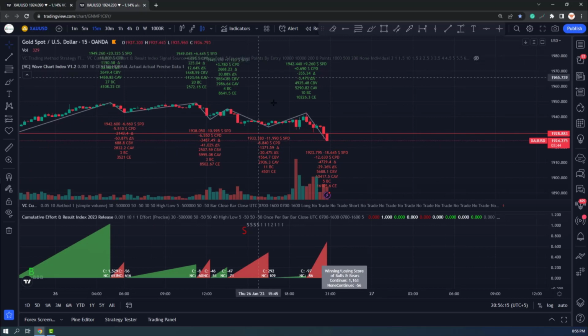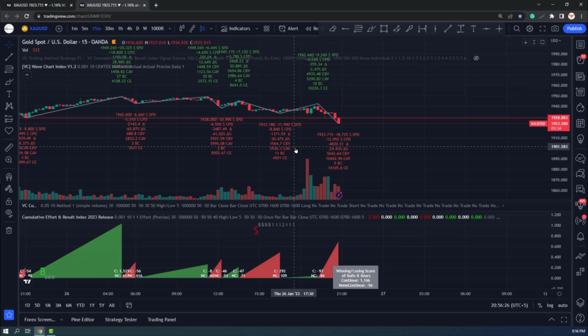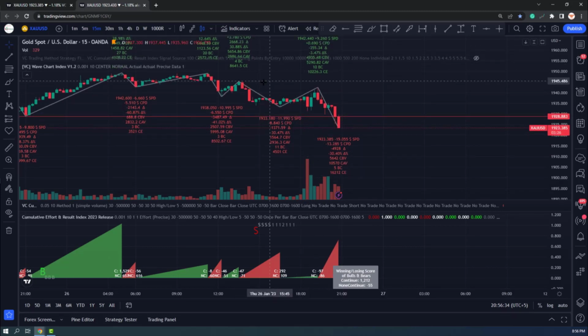Let me just revise the wave chart index in just a few minutes so that the new members, the new participants of this session, can also get a rough idea about this tool. Then we will continue. Okay.